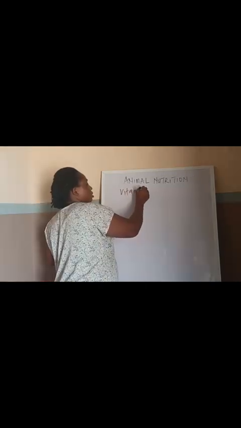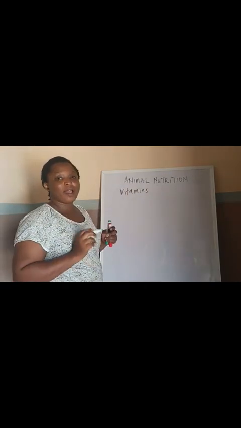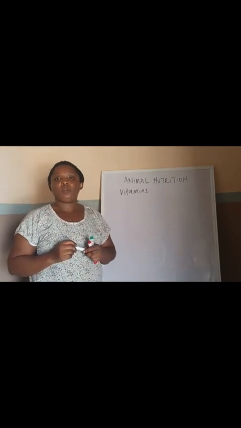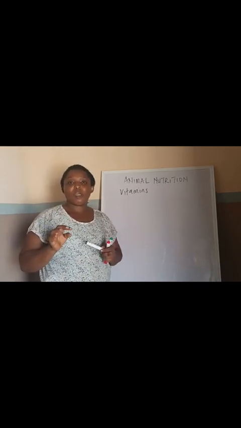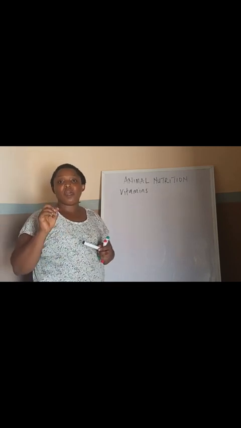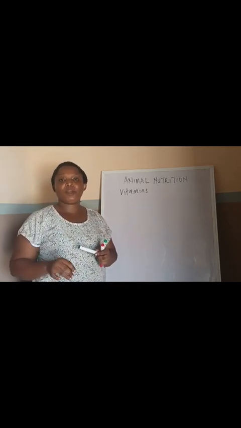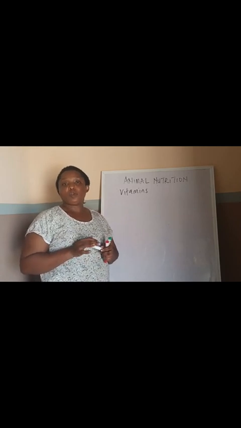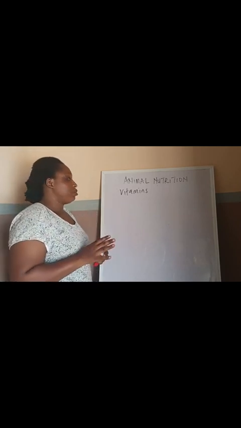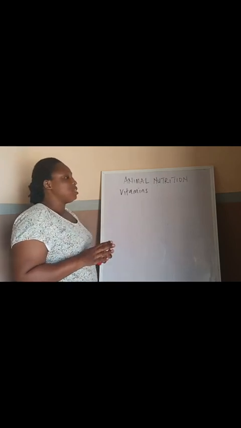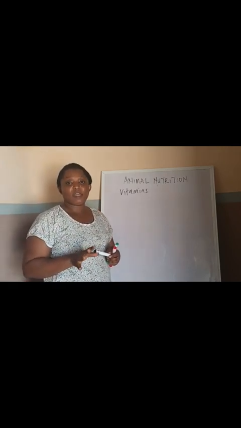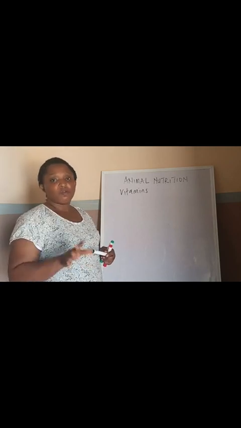Vitamins. So vitamins are organic substances. Though they are needed in small amounts, they are very important for proper growth and development of animals. So we have two types of vitamins. So we have the fat soluble vitamin and the water soluble vitamin.